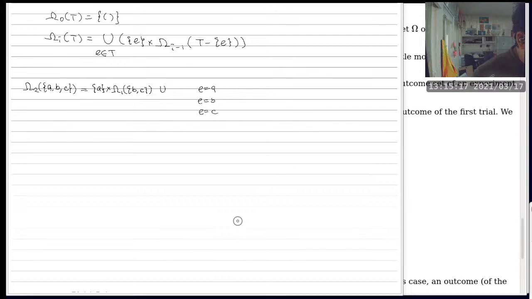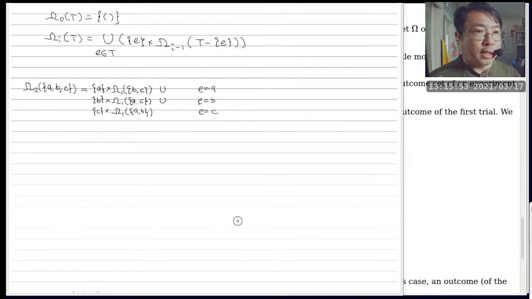This is going to be unioned with the next line where e equals B. So now we have B, Cartesian product with omega 1. This time it is T minus B, since then we have A and C left. And then we union again, and this time e equals C. So we have C here, Cartesian product with omega 1, and over here we have AB as a set. So are we doing okay so far with the first level of expansion? Are we good here?